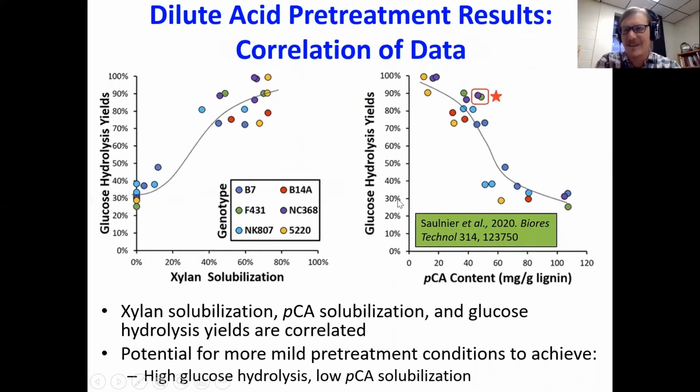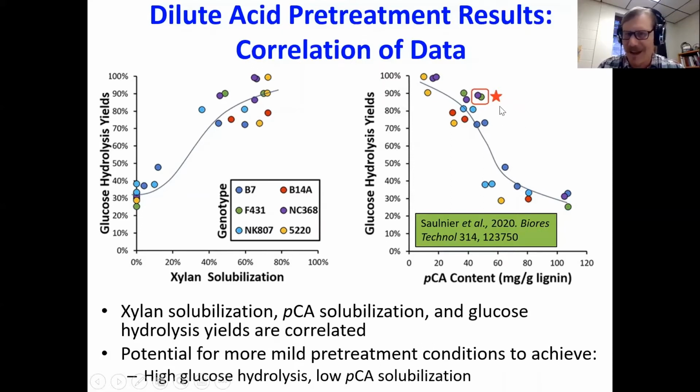We tried to correlate things. The left plot here shows glucose hydrolysis yields versus xylan solubilization. That's a generally well understood trend: with increasing pretreatment severity, you solubilize more xylan, and one of the outcomes of the pretreatment is improved hydrolysis yields. Another thing we've identified is the correlation between PCA content across these diverse genotypes and glucose hydrolysis yields. You can see here the relationship that you get.